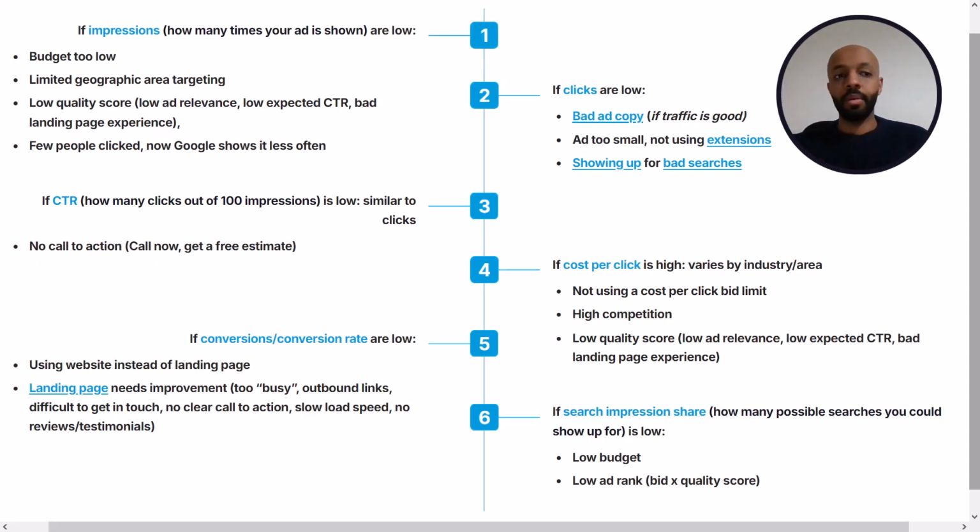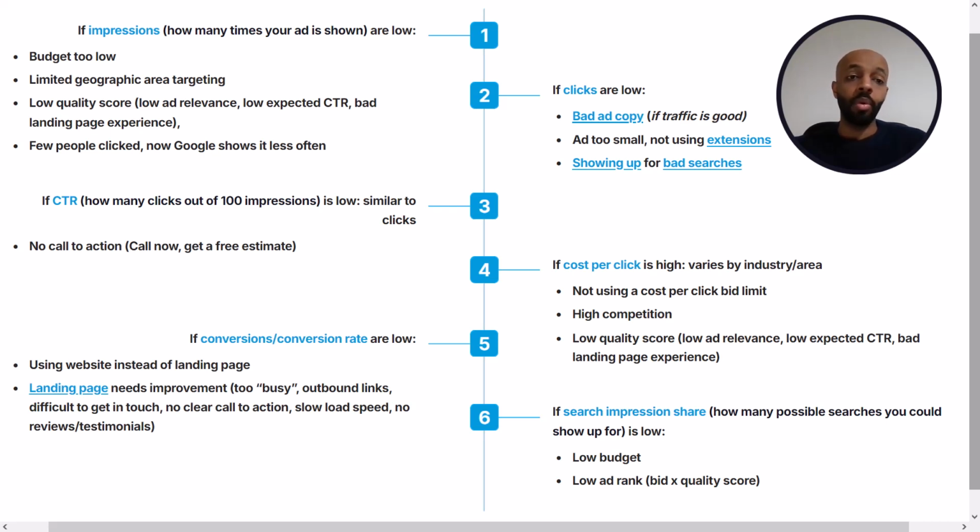Now, if you remember a second ago, the impressions, that was the first one. So if your impressions are low, and impressions are how many times your ad is shown, okay? Just shown on the page. So if that's too low, some of the reasons for that could be that your budget is too low, okay? You're not paying enough to be shown. You're targeting a limited geographic area. So you're targeting a very small area. There's not that much search volume to capture in the first place.